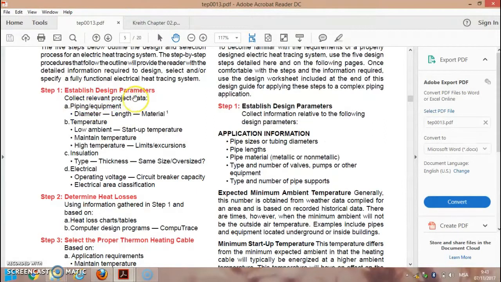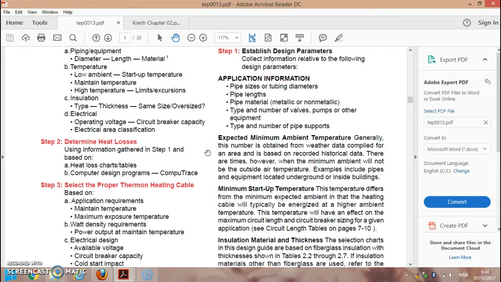These are the design parameters needed for all of the systems: diameter, temperature, insulation, electrical. For my part, I will explain about the thermal conductivity. Because they said that it does not vary with temperature, we need to use low ambient temperatures for the startup temperature, as it will give us the maximum circuit length and circuit breaker sizing for a given application.